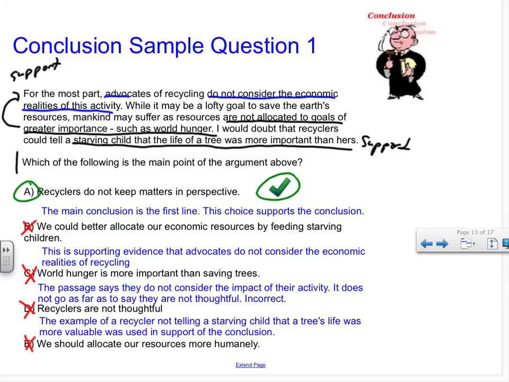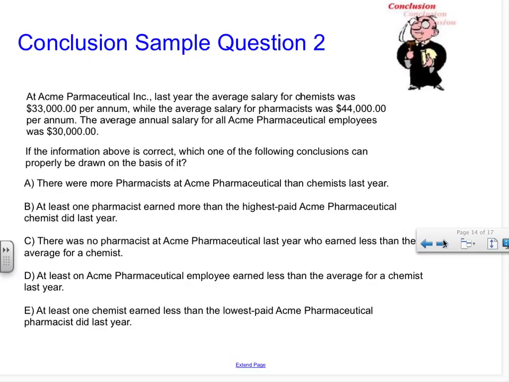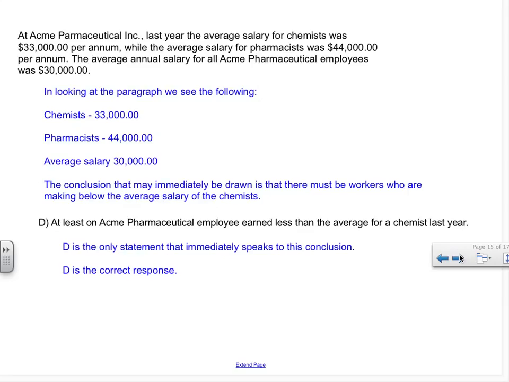Let's take a look at another question, shall we? Please take a moment to read through conclusion sample question 2. Press pause, and when you are ready to continue, press play. We will continue. So, upon reading the paragraph, well, let's read it together first. So we are up here.